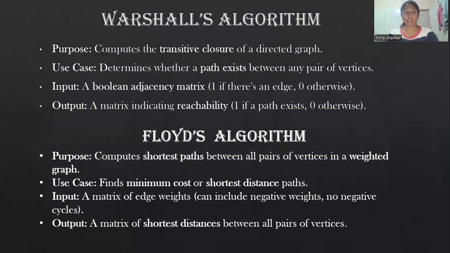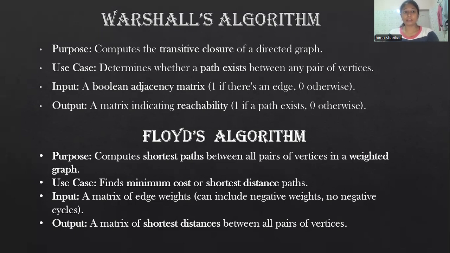Warshall's algorithm purpose: it computes the transitive closure of a directed graph and determines whether a path exists between a pair of vertices. Input: the Boolean adjacency matrix. So how we give input is ones and zeros. If there is a connection, then it is considered as one. Otherwise, it is a zero. Output: a matrix indicating reachability. One if the path exists, zero otherwise.